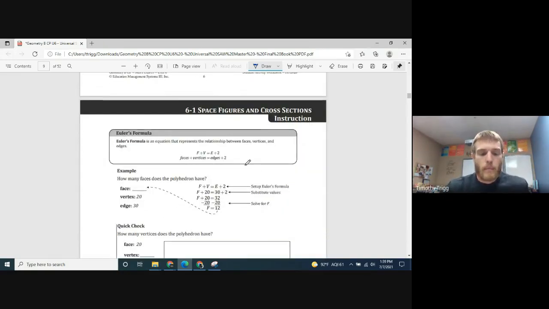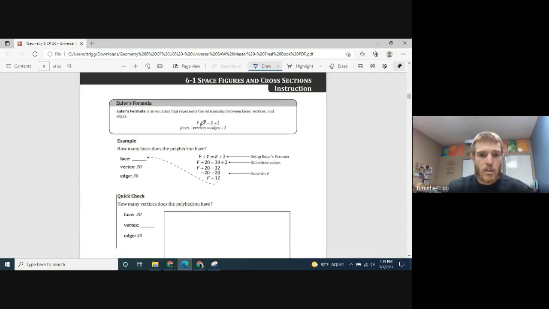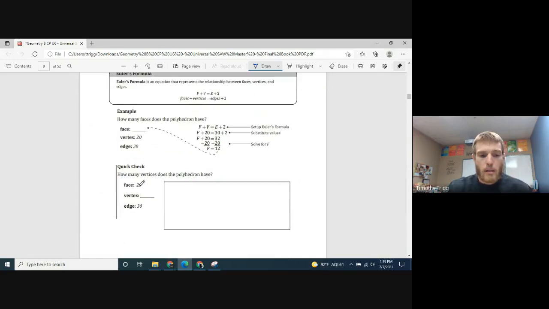Okay. Now, Euler's formula basically allows us to write this relationship between the number of faces, vertices, and edges. So if you take a three-dimensional figure and you look at the number of faces plus the number of vertices, that'll equal the number of edges plus 2. So how does that work? Well, you could basically just use this formula here to find a missing one. So if they give you the faces and edges, we could find the vertices. Or if they give you the faces and vertices, you could find the edges, right? So let's look at this example and see if we can use this Euler's formula to find the number of vertices.